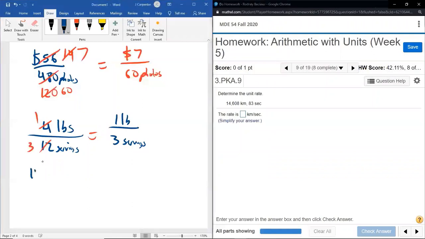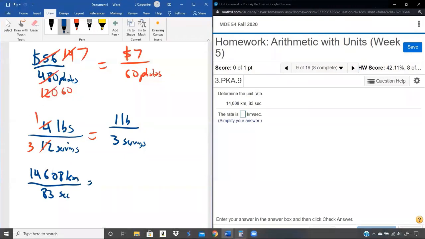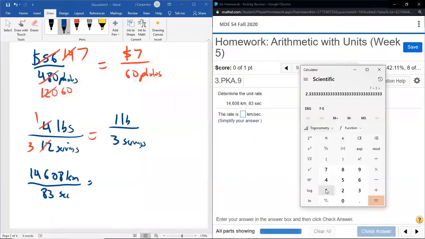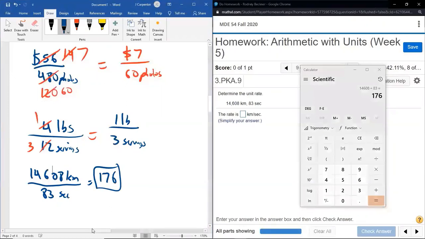So we're going to go 14,608 kilometers divided by 83 seconds. Pull out our calculator. No one's doing that division in their head, I don't think. And that's perfectly fine. 14,608 divided by 83, and we get 176. So 176 is our answer, right?